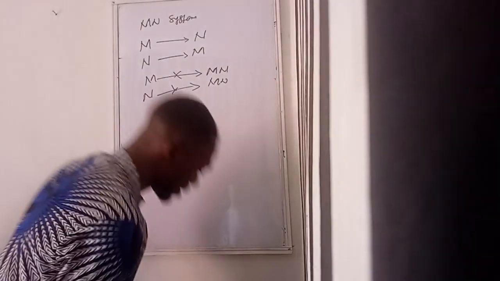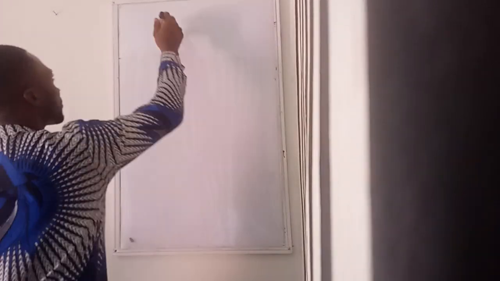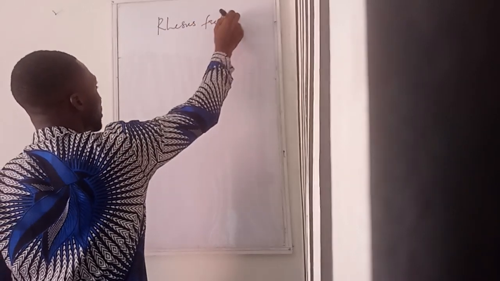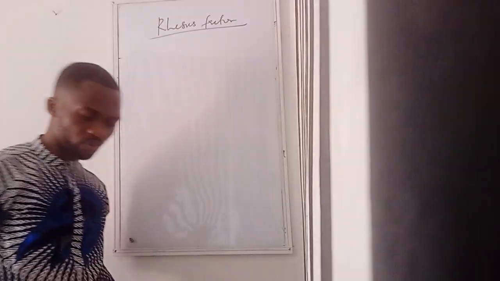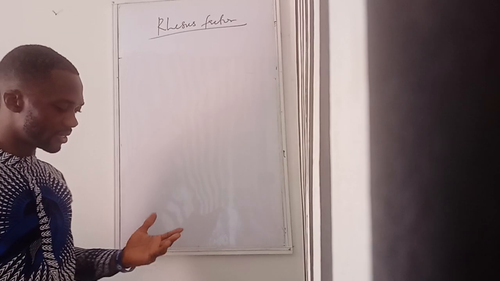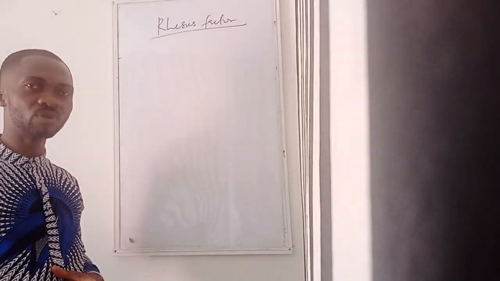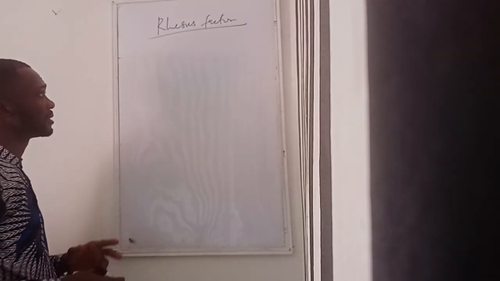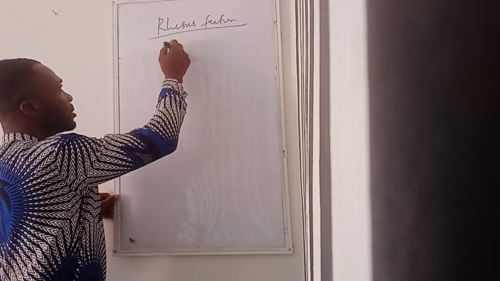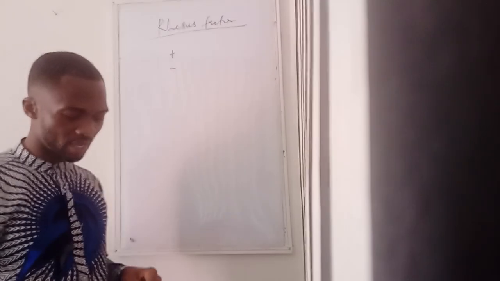Then they have what they call the Rhesus factor. This Rhesus factor was discovered in the Rhesus monkey many years ago. It was discovered that individuals have a special kind of antigen that is found on the surface of the red blood cell, and when this antigen is found in a person's blood, the person is said to be positive, but when it is not found, the person is negative.